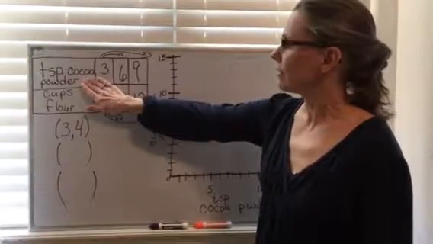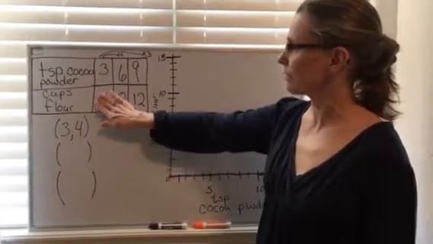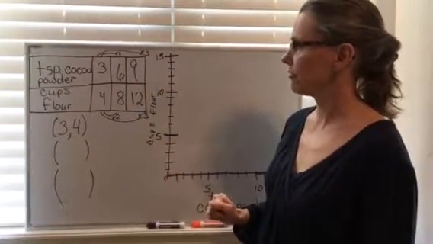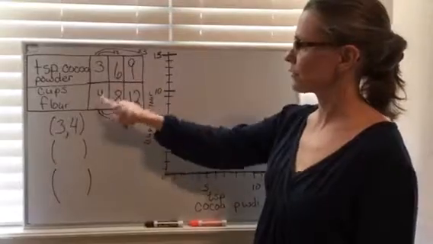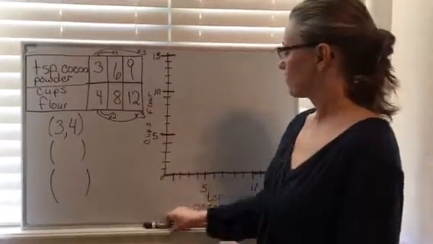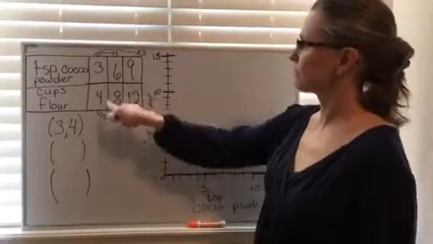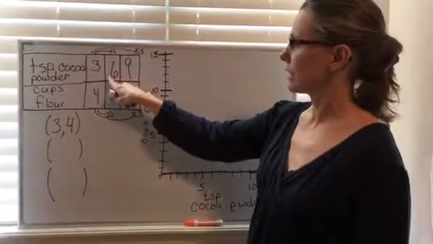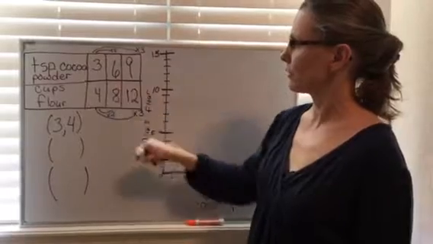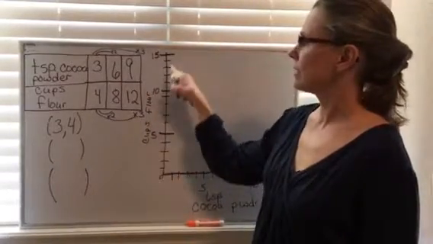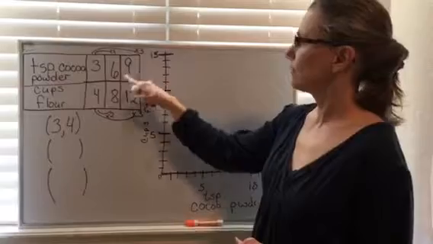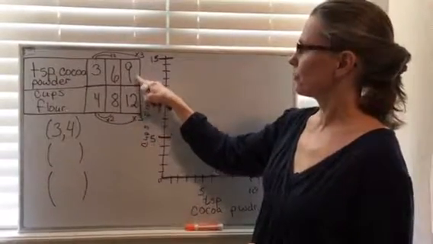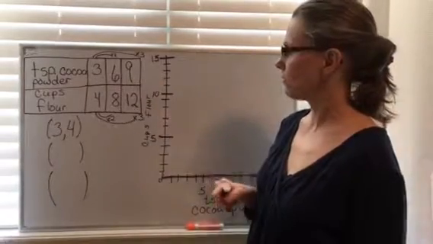We have in our original recipe 3 teaspoons of cocoa powder and 4 cups of flour. So the ratio is 3 to 4. If we wanted to double the recipe, we simply multiplied both quantities by 2 to get our new equivalent ratio of 6 to 8. If we wanted to triple the recipe, we multiplied our original by 3 to get our new quantities of 9 and 12.